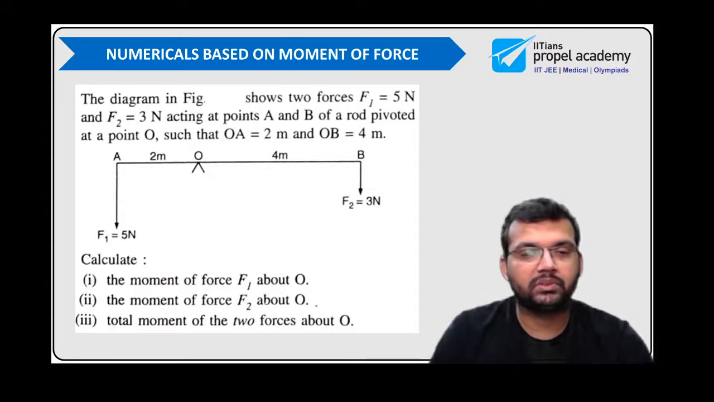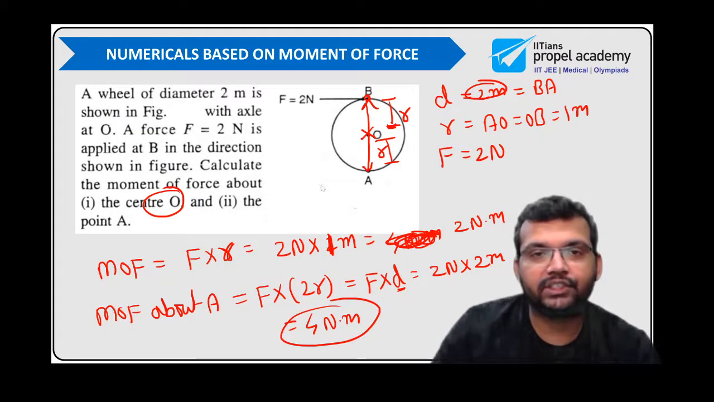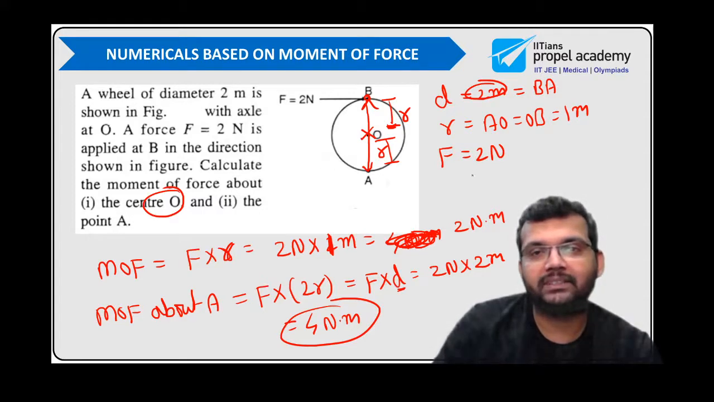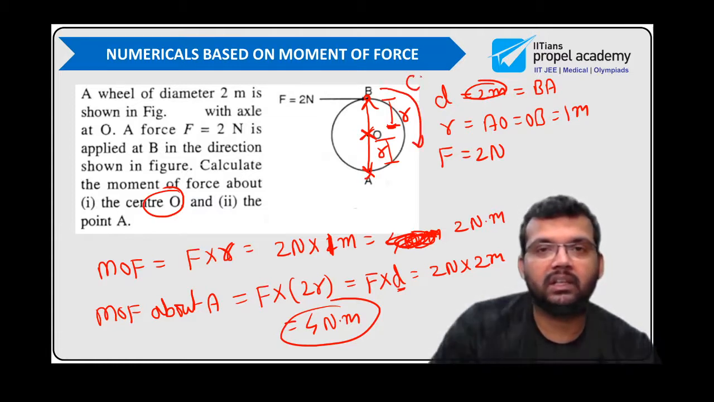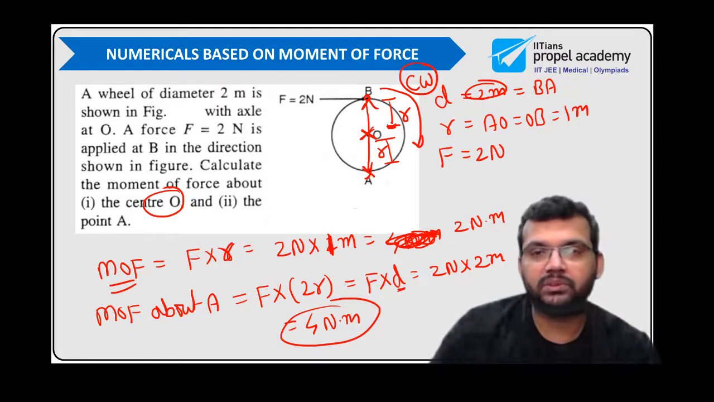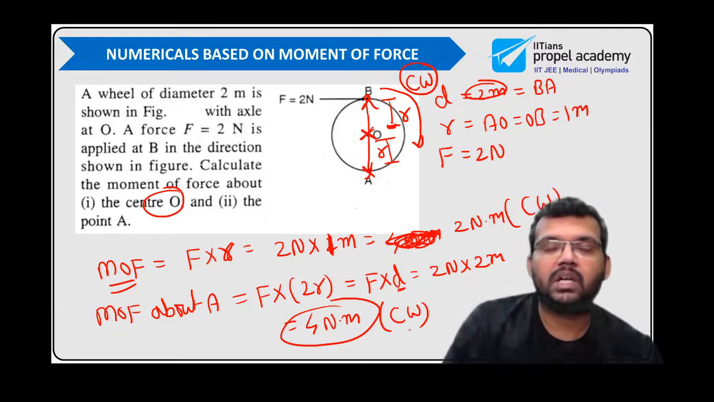One more question. Good question. In this we need to tell the direction of moment of force. In both the cases, whether it is about O or whether it is about A, the rotation is like this, which means it's a clockwise direction. So the answer here: moment of force is 2 Newton meter clockwise and 4 Newton meter also clockwise.